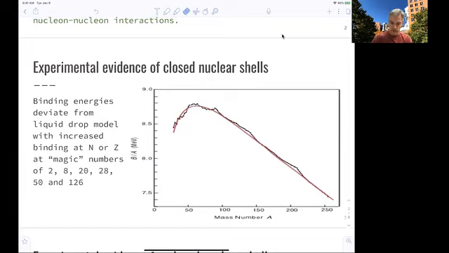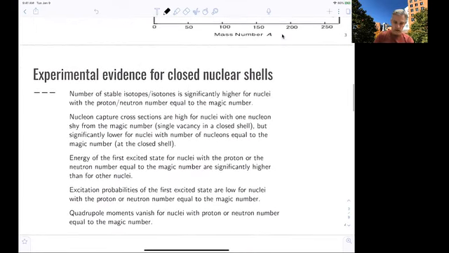So again, here's our plot of the binding energy, and you see that there are those areas where there seem to be some sort of higher binding energies. And it turns out those happen at so-called magic numbers. Magic numbers are 2, 8, 20, 28, 50, and 126. So the question now is, how can we explain this? Where does this come from?